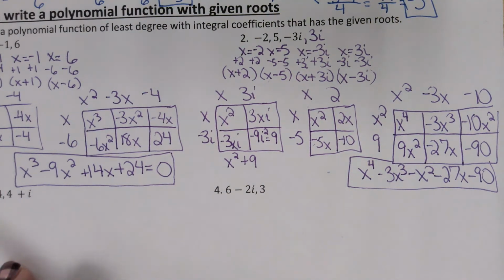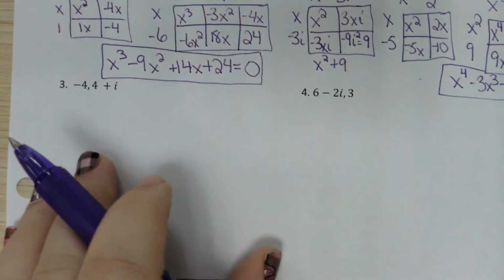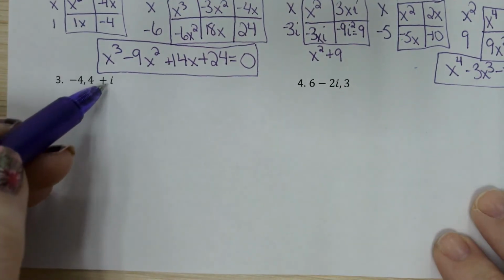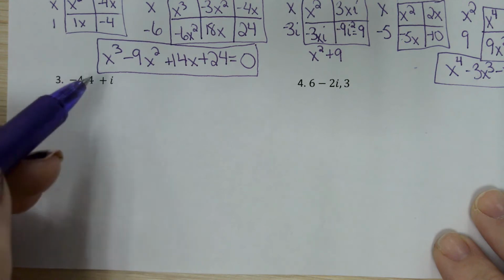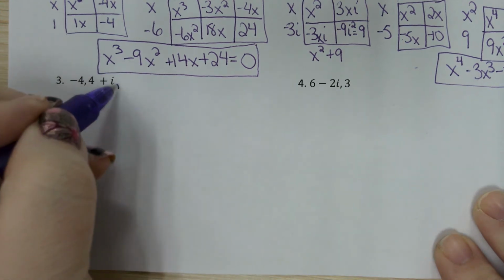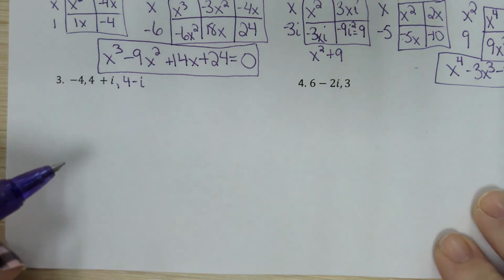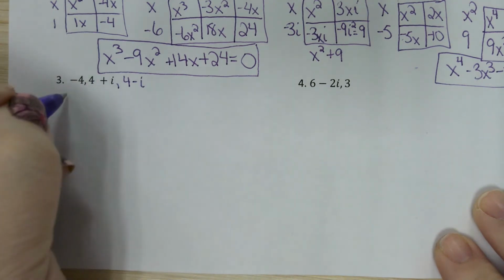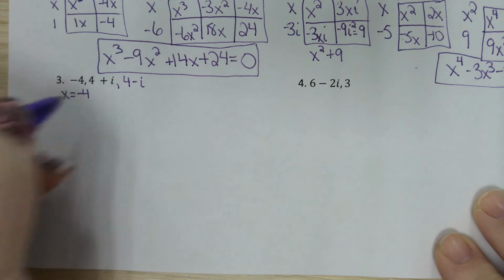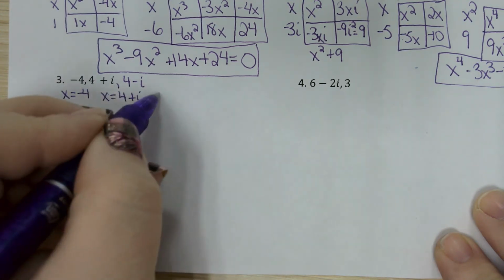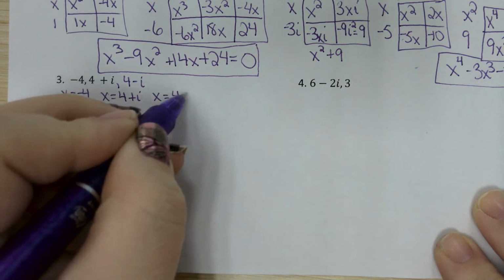Let's do 2 more. Number 3. So for number 3, I have something with an i. So if 4 plus i is a factor, then 4 minus i also has to be a factor. So I have x equals negative 4. I know that x equals 4 plus i, and x equals 4 minus i.